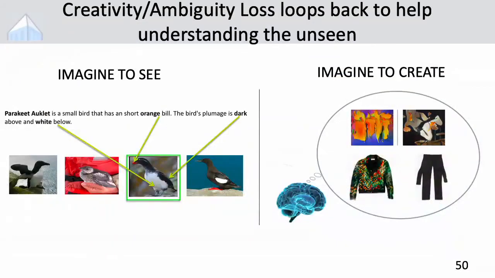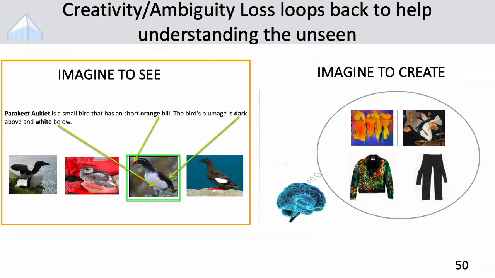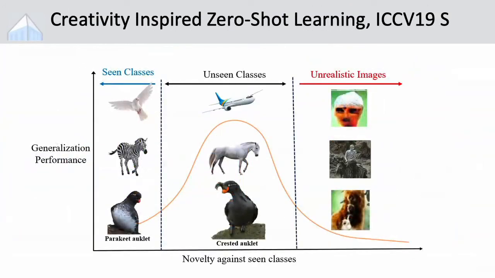One thing I would like to conclude with for this part is that creativity and the ambiguity loss that we talked about in the context of creativity can actually loop back and help with exactly the same problem of zero-shot recognition that we started with at the beginning of this talk. How does this relate? We remember this one-dot curve in the context of creativity, but it may also be related to zero-shot learning. Zero-shot learning is about understanding unseen objects. Creativity is about creating a likable unseen.